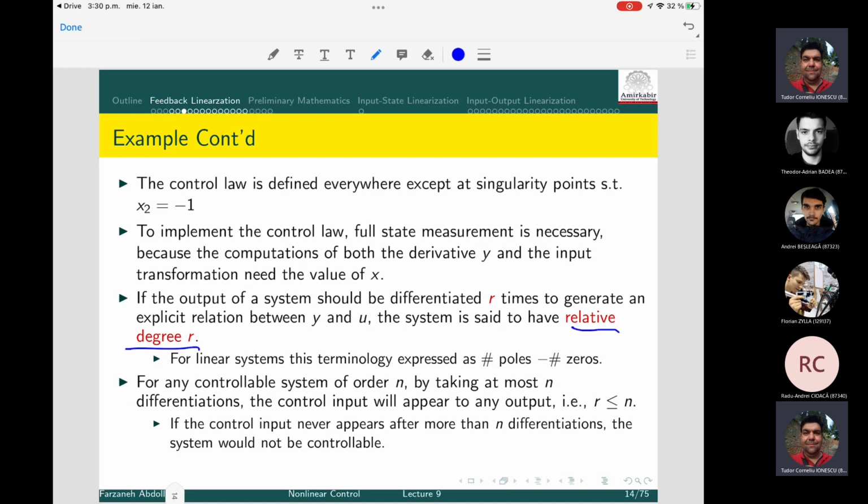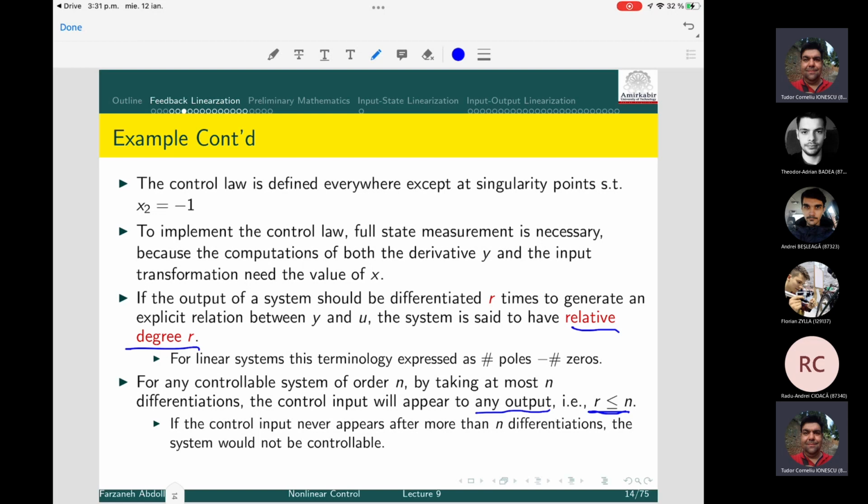Okay, so for linear systems, this terminology is expressed as the number of poles minus the number of zeros. This is called the pole zero excess, if you remember. For any controllable system of order n, taking at most n differentiations, the control will appear in any output. So the relative degree is less than or equal to the dimension of the system. If the control input never appears after more than n differentiations, the system would not be controllable.